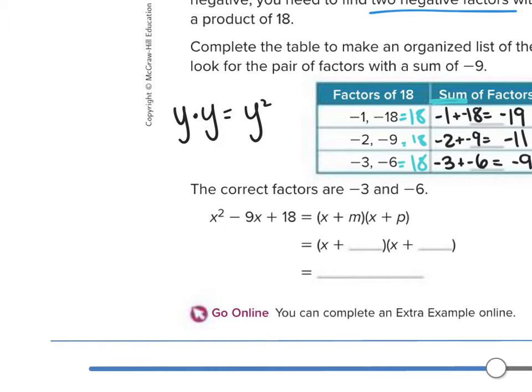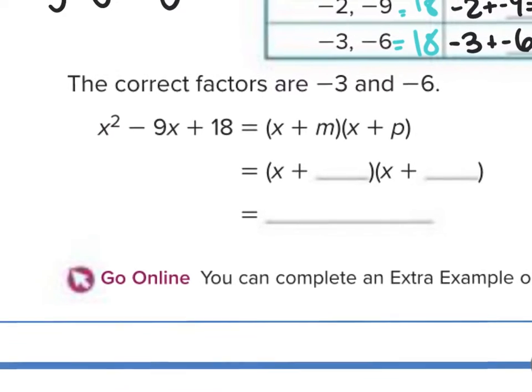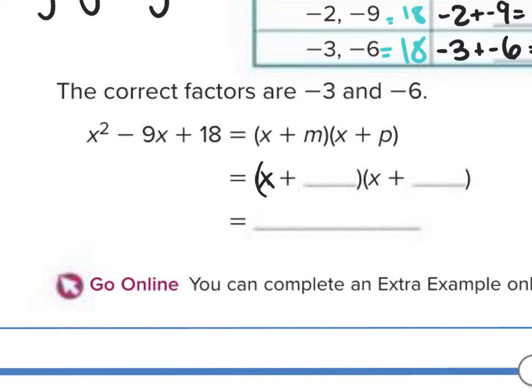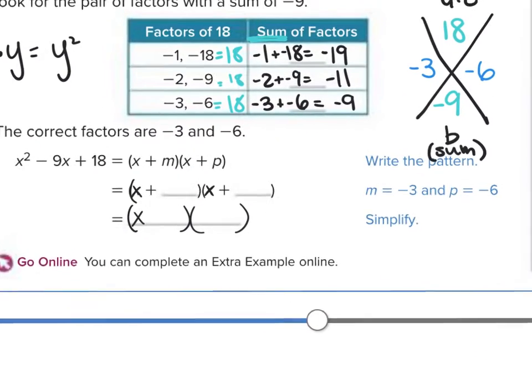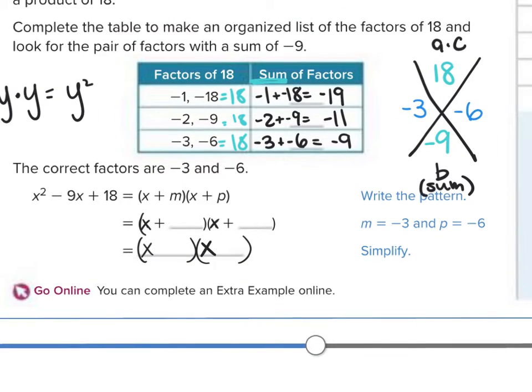Y squared. So x squared is x times x. They've actually already written that here, so they have x and x. If you didn't, I usually just write it in here. I set up 2 blank parentheses like that, okay? Well, I got x squared, so I know they both start with x. And now these numbers that we found go after the x. So I'm going to write x minus 3. And then what will the other one say? Minus 6. Yes.